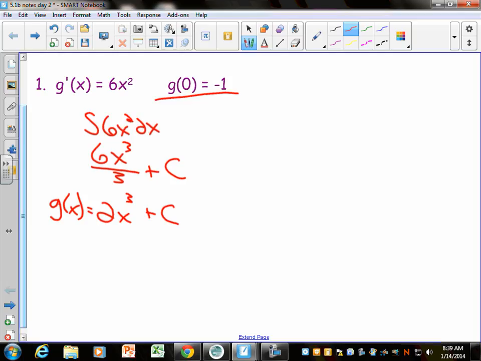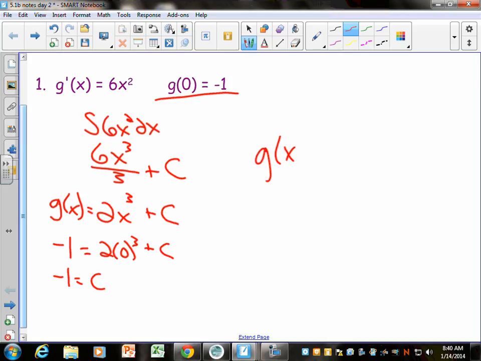So I can plug in negative 1 for g of x, I can plug in 0 for x, which just means that c is negative 1, which means the solution to that differential equation is the function g of x equals 2x cubed minus 1. So you get actually what c is instead of using this arbitrary c value.